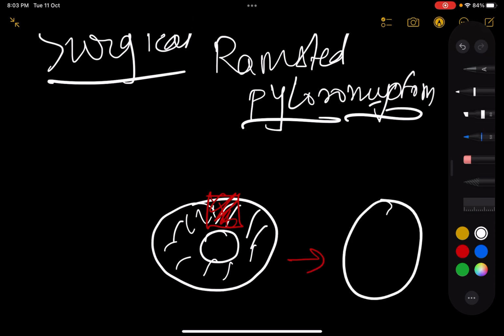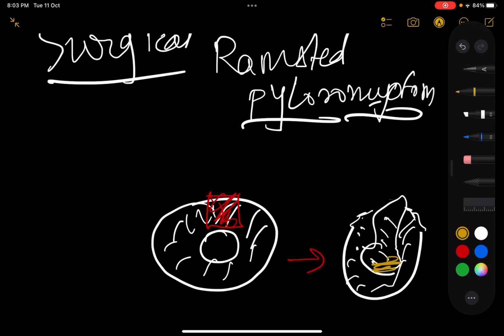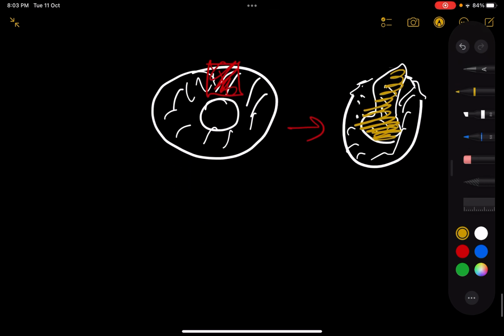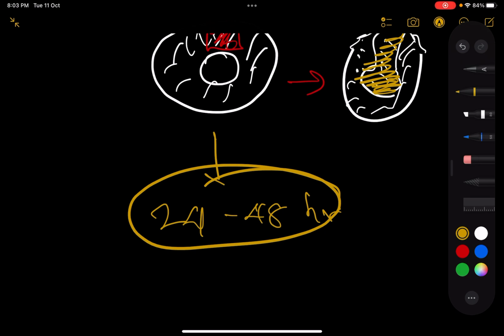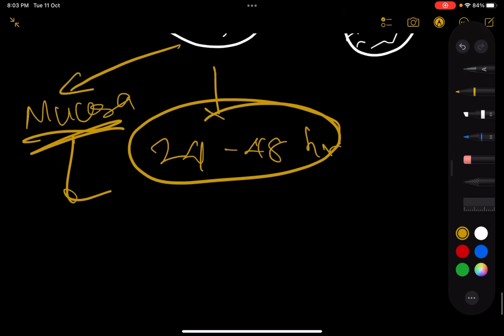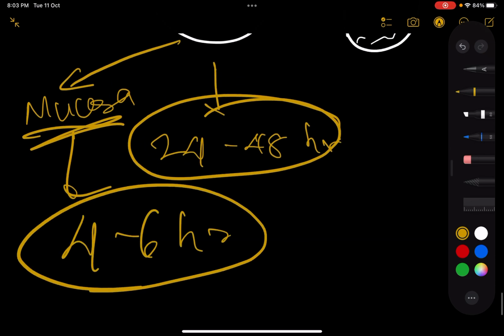Because you've cut this part, the mucosa is going to come out and you have so much lumen left, and the muscle is retracted. All of this in yellow is the lumen, so you have made the lumen larger. If there is no event, you can start feeding in 24 to 48 hours. If the mucosa is injured, you repair it and start feeding in 24 hours. If the mucosa is not injured and is intact, you start feeding in 4 to 6 hours and discharge the patient.